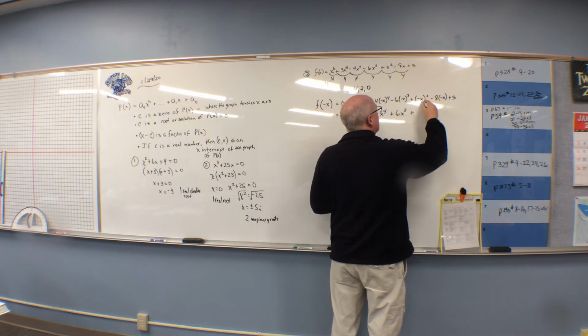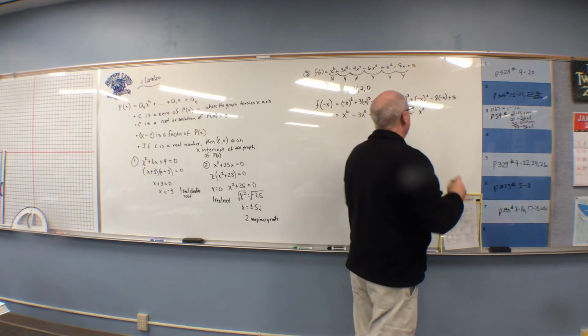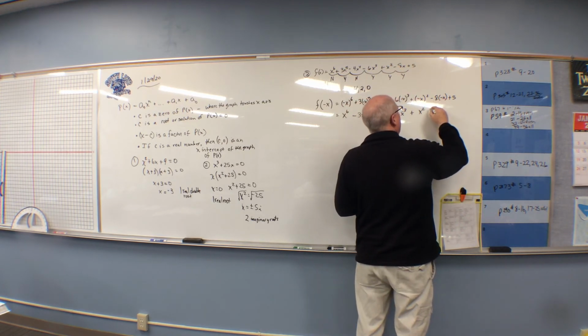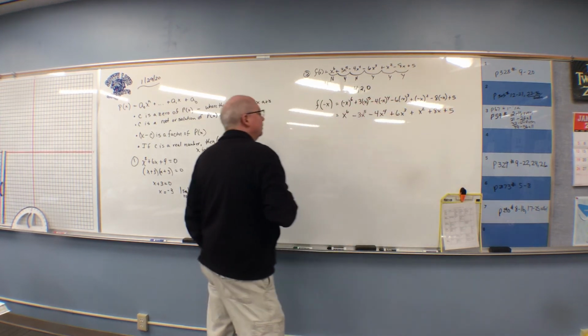This is positive, isn't it? Yep. Notice I'm putting one sign in between. Don't do plus a negative, because that'll throw you off. And this is a negative of a negative, which is a positive. And then finally the 5 is positive. You can't change that. Okay?